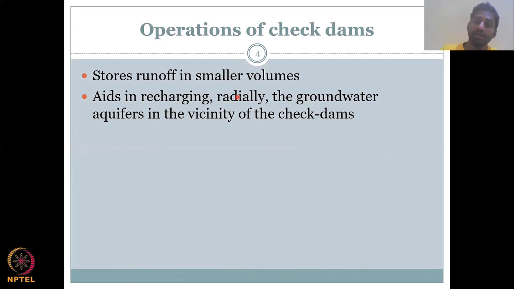Aids in recharging radially the groundwater aquifers in the vicinity of the check dams. Okay, so what it means here is, for example, you have a river, in blue color for a river. You have a river and then you put a check dam. Okay. There is a check dam. So radially, the influence of the check dam is felt in the groundwater.